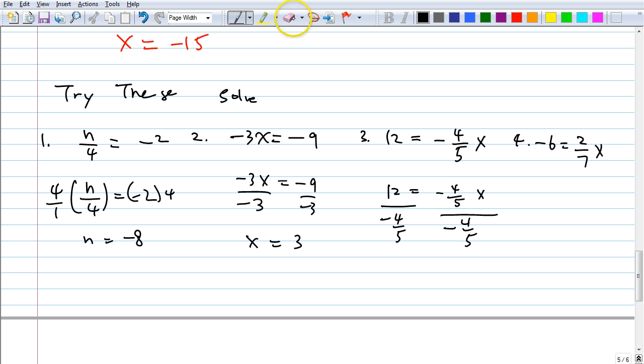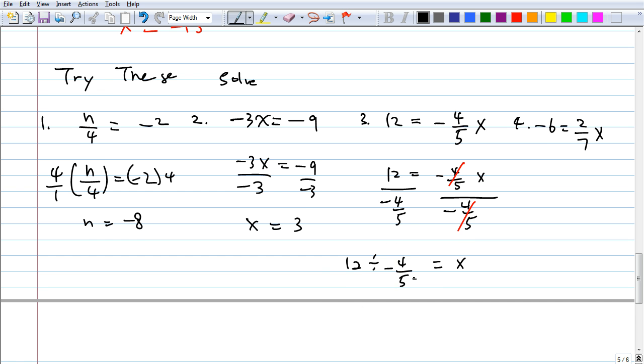And of course, when you divide by the same number, they cancel out to be 1, because negative 4/5 goes into negative 4/5 once, right? So what do you end up getting on the right side? You just get x. This means 12 divided by negative 4/5, and of course that becomes 12 times negative 5 over 4 equals x. And really 12 is 12 over 1.